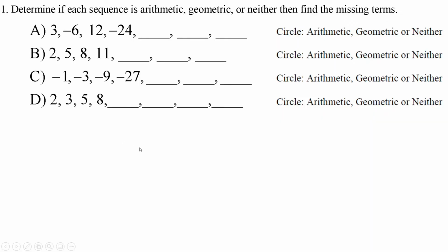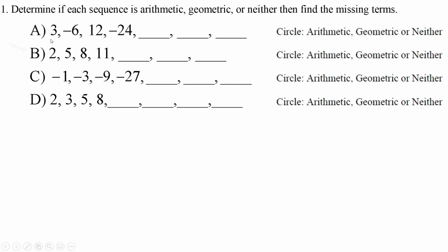Okay, this is the first problem on our review for the Module 1 assessment. Number 1 is determine if each sequence is arithmetic, geometric, or neither. Then find the missing terms. Remember, if a sequence is arithmetic, we have a common difference. If a sequence is geometric, we have a common ratio. And if a sequence does not have a common difference or a common ratio, then it is neither.